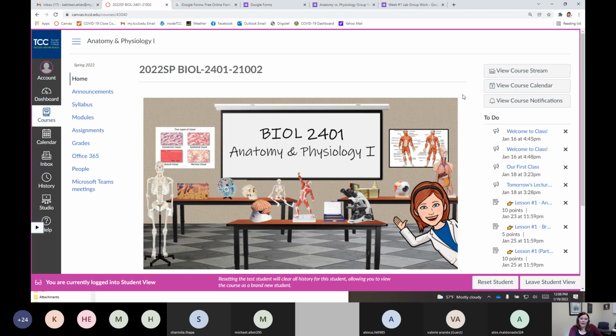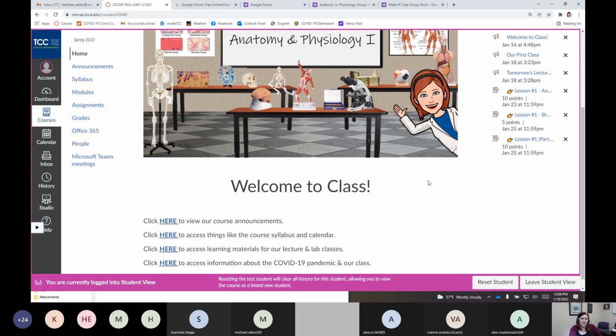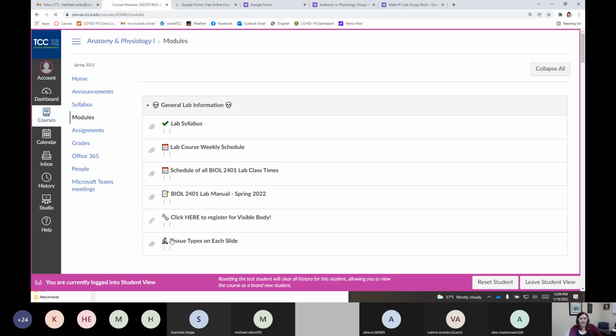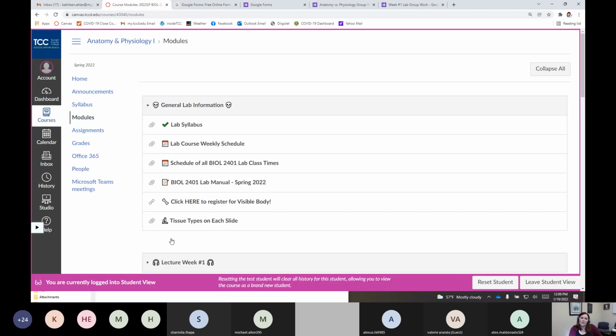First way we can get to our lab resources is if you scroll down on your homepage. This is what it looks like when we first log in. There is a place right here that says click here to access learning materials. So the first way I can get to my stuff for the class is to click here. When I click here, it's going to take me to what's called the modules area of the course. So the other way to get to your resources is right here on the left side by clicking modules.